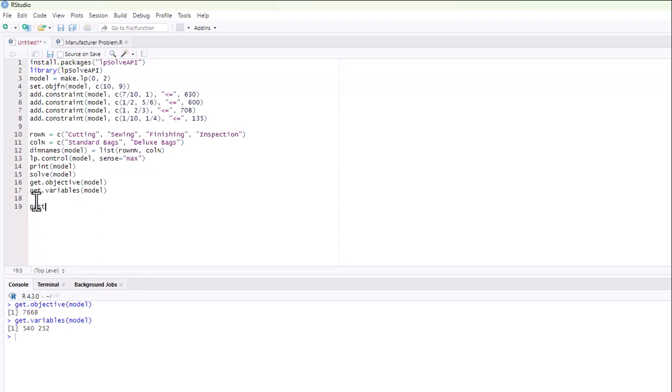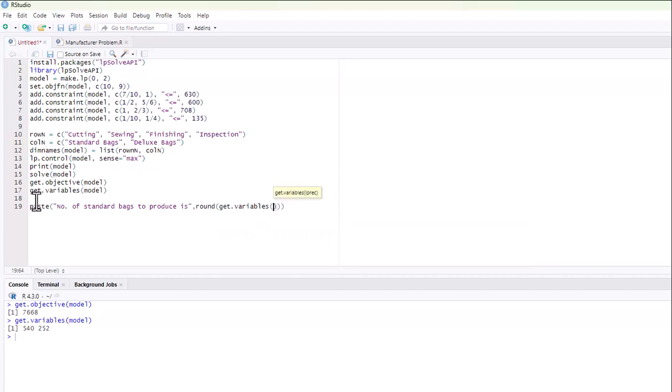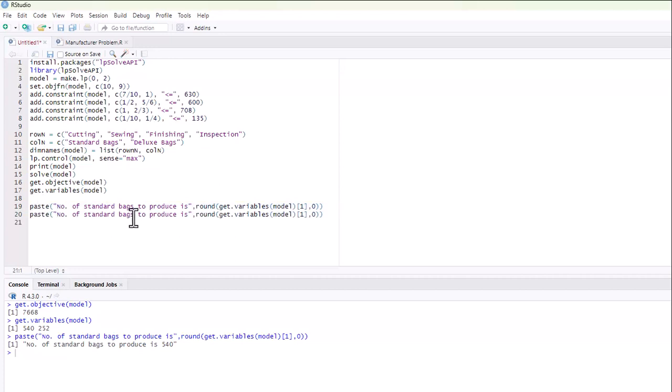It's up to you. So now let's write our statement: the number of standard bags to produce is, comma, let's round off the variables model till 1. Okay, so it's 540 for standard bag.